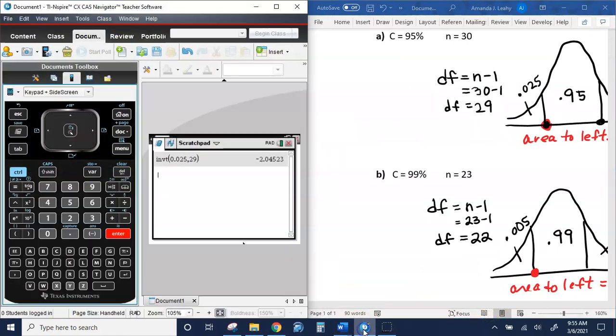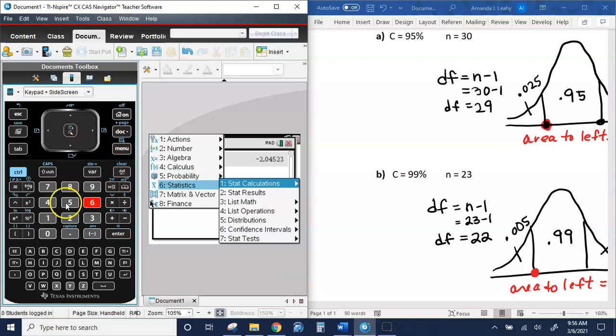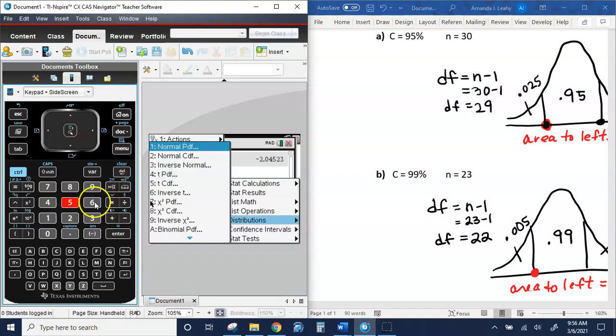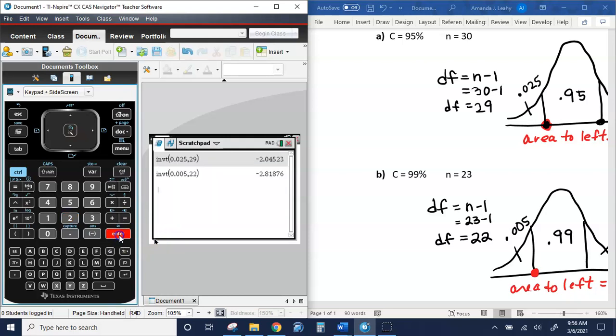From my TI-Nspire, again, to do an inverse T, I'm going to go Menu, Statistics, Distributions, and number 6, inverse T. The area to the left in a 99% confidence interval here would be 0.005, because I've got 1% left over. That's 0.5% on either side. So I'm going to type in 0.005 to the left. That is the area to the left of the score that I want. And then I want 22 degrees of freedom. Okay? And there is the negative 2.819.